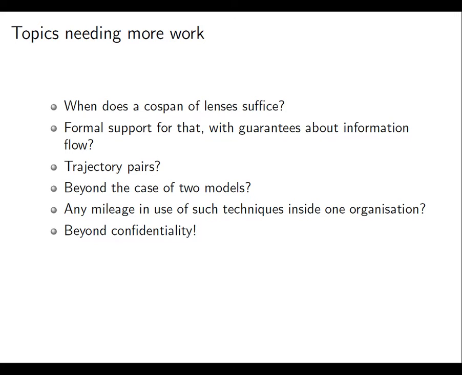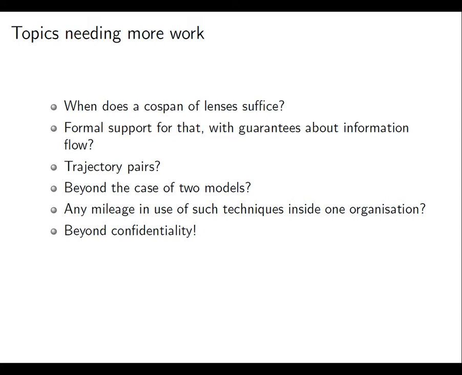It would be very interesting to have formal support for this and some interesting guarantees about information flow. Zinovy Diskin and colleagues have done some work on trajectory pairs, which might perhaps be exploitable in this area. I'm very much interested in taking bidirectional transformations beyond the case of two models, and it would be interesting to see what that has to say, what new concerns that brings up at this point, if any.